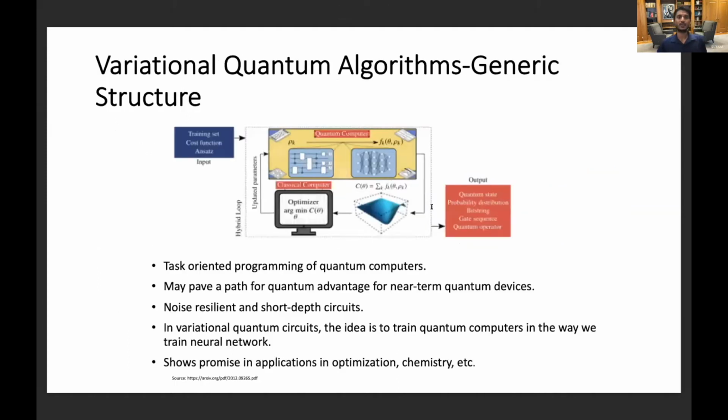Okay, so a variational quantum algorithm has a generic structure. One starts with some kind of training set of data, or an ansatz, a guess for your final answer, and then that is fed to this hybrid of classical and quantum computer. The ansatz input is fed to the quantum computer to compute a cost function, and that cost function is then sent to an optimizer, and this optimizer is a classical computer.